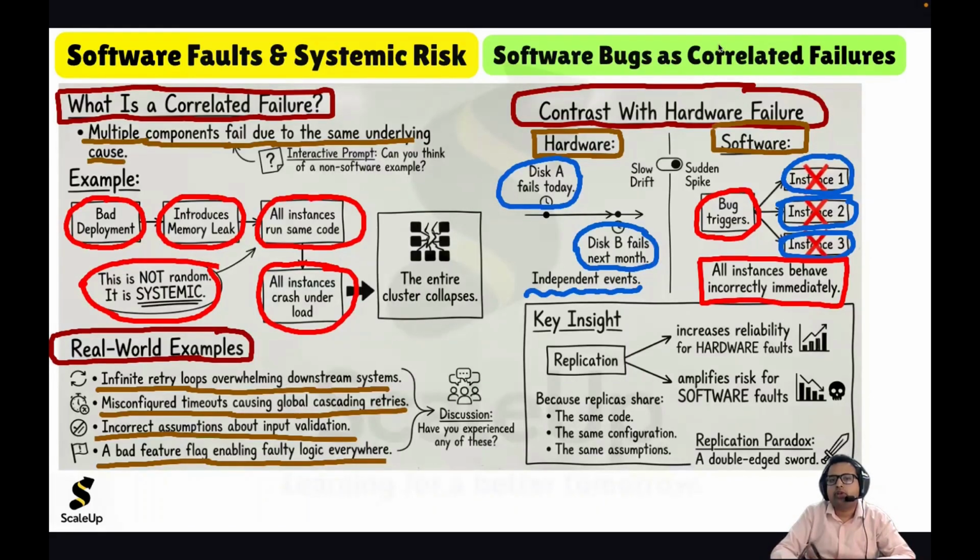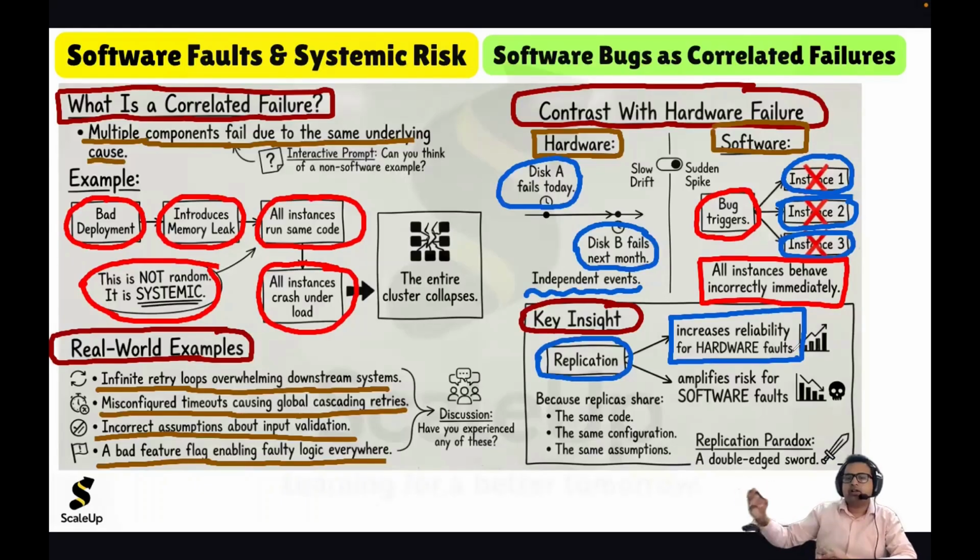So if we look into the key insights, the idea is that we already saw that replication is very important, because replication increases reliability for hardware faults. Because if we replicate hardware, so if any hardware is facing an issue, we can have a backup in place.